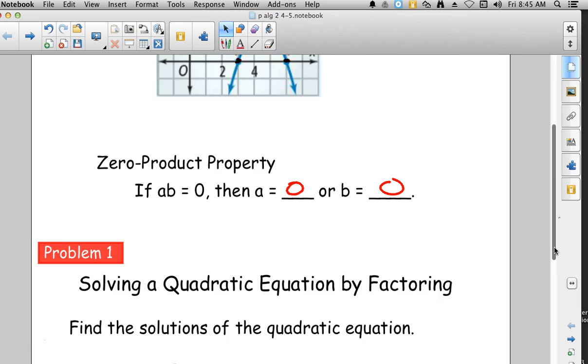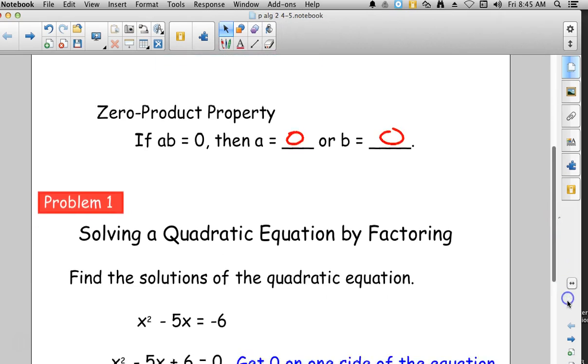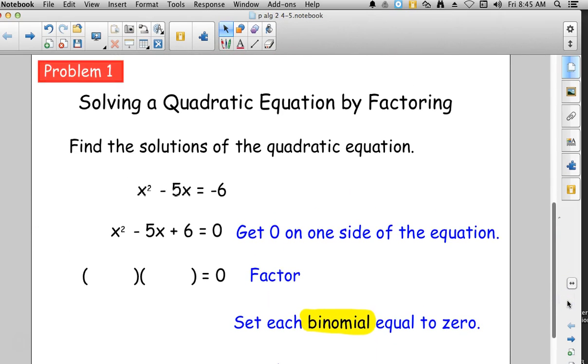So we use that to realize, hey, if we're graphing these 2 points, that's going to be something 0 for the coordinates. So we want y to be 0. That's why it's called finding the zeros or solving. So we're going to solve a quadratic equation by factoring. We're actually going to solve quite a few by graphing today.